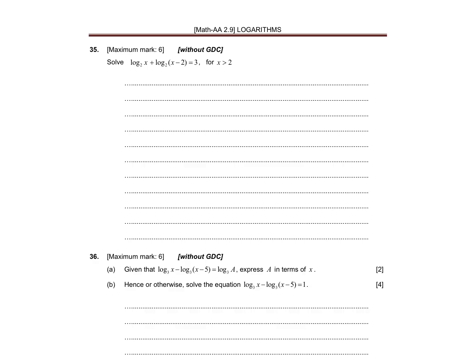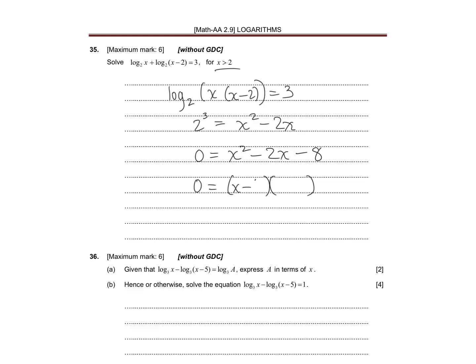Okay, so this one we have to join some logs together. So we're going to have log base 2 of x times x minus 2 equals 3. They give us a domain, so we have 2 to the third is x squared minus 2x. When we distribute the x and rewrite it exponentially, and then this is quadratic, so we need to get it equal to 0, so subtract 8. And we have to factor, so we know it's x minus 4, x plus 2. So x is either equal to 4 or x is equal to negative 2. They already told us x greater than 2, so that's not it, only 4.